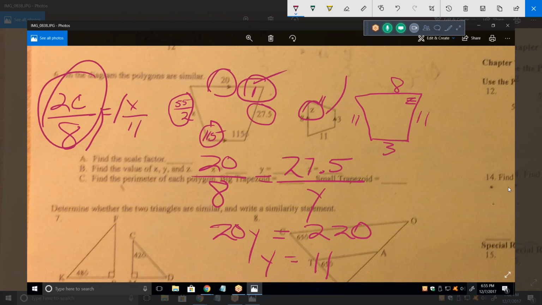Angle 1 is the same as z. When you have similar figures, all the angles are the same if you can find the corresponding angles. And I've drawn it oriented perfectly, so there's no question angle 1 is the same angle as z. So what's 1?